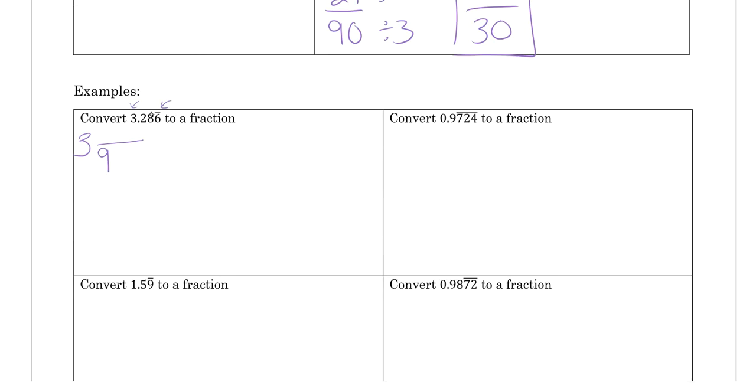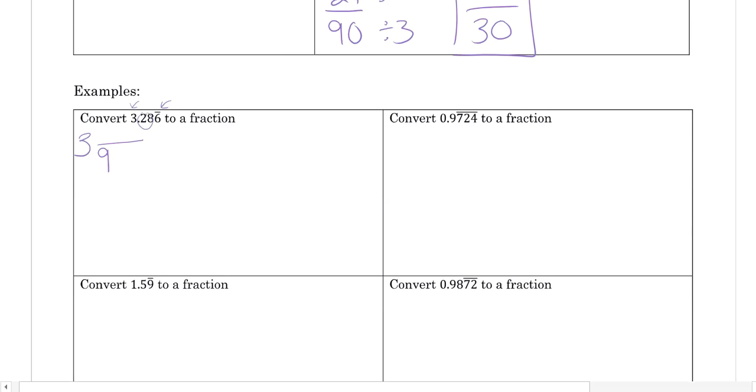I have two non-repeating digits, so that's going to be 2 zeros in the denominator. I now want to take the numbers after the decimal, ignore the decimal, so I have 286, and I'm going to subtract the non-repeated digits, which would be 28.